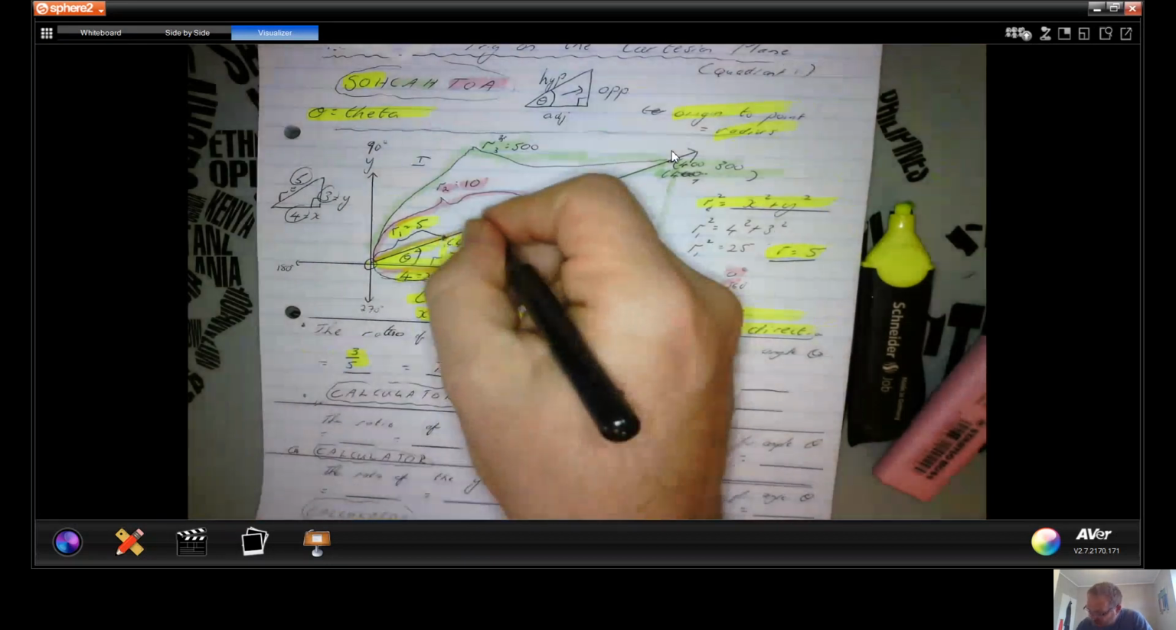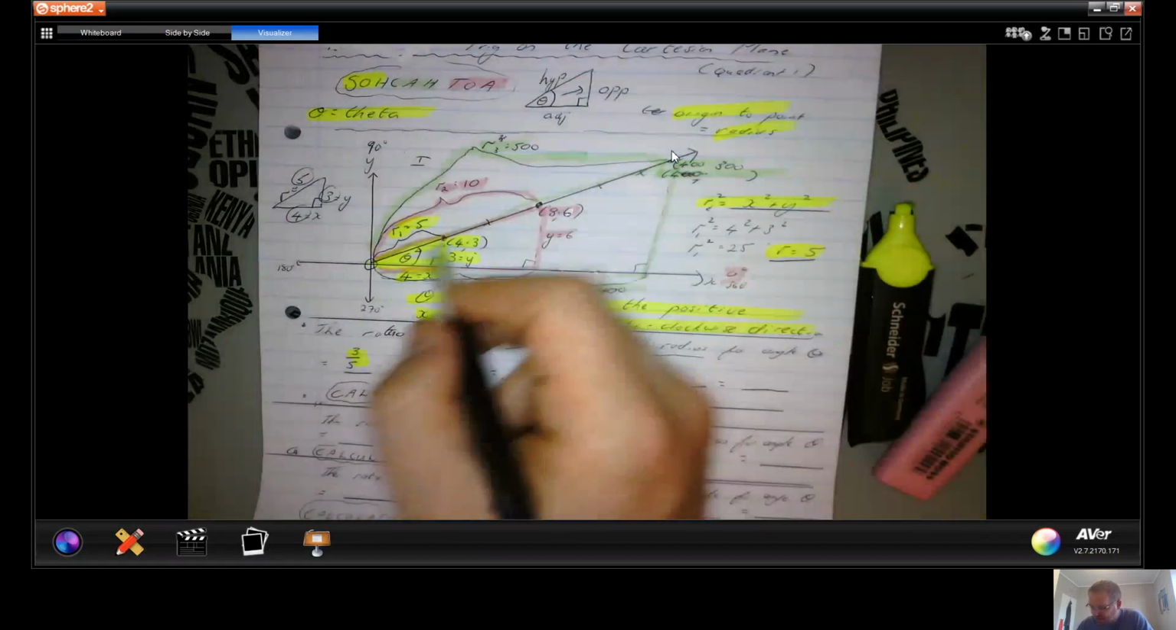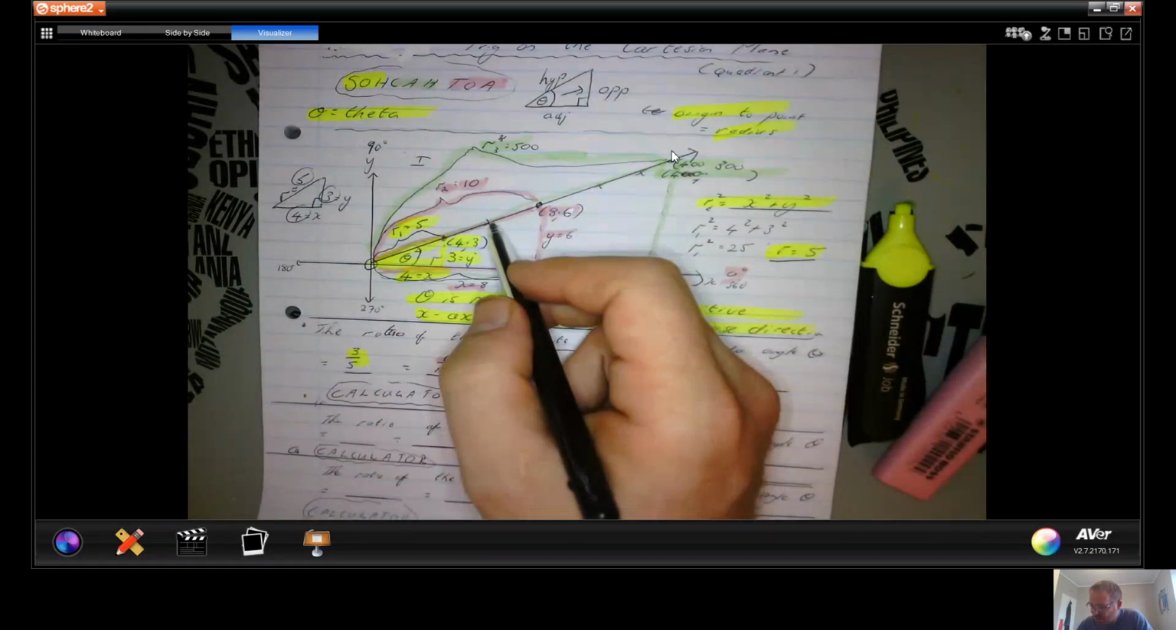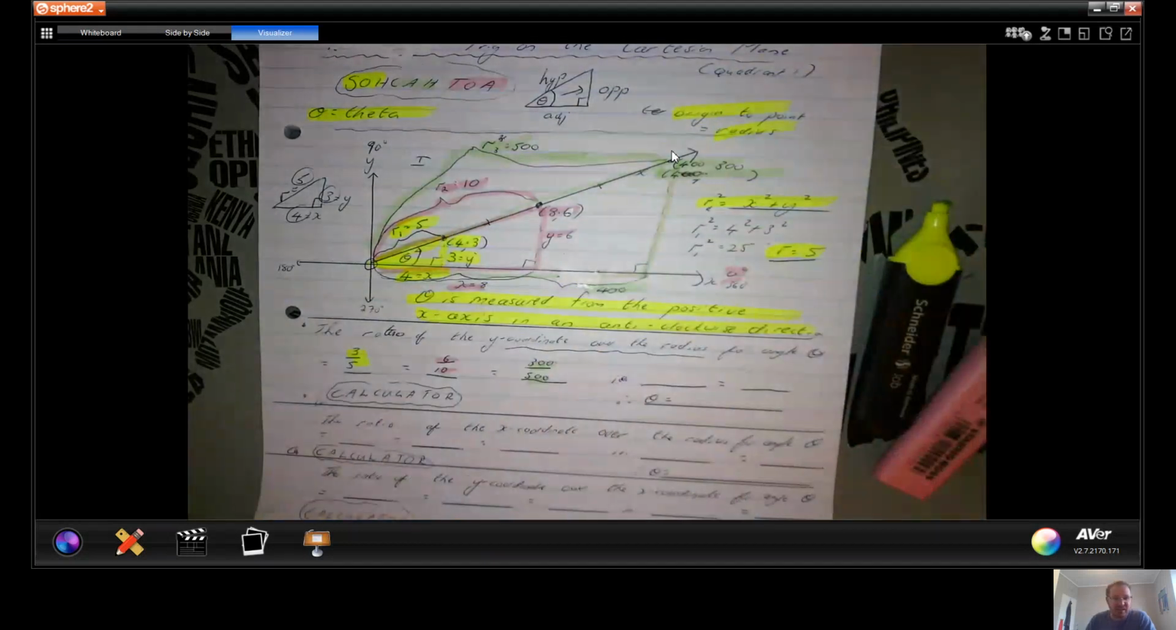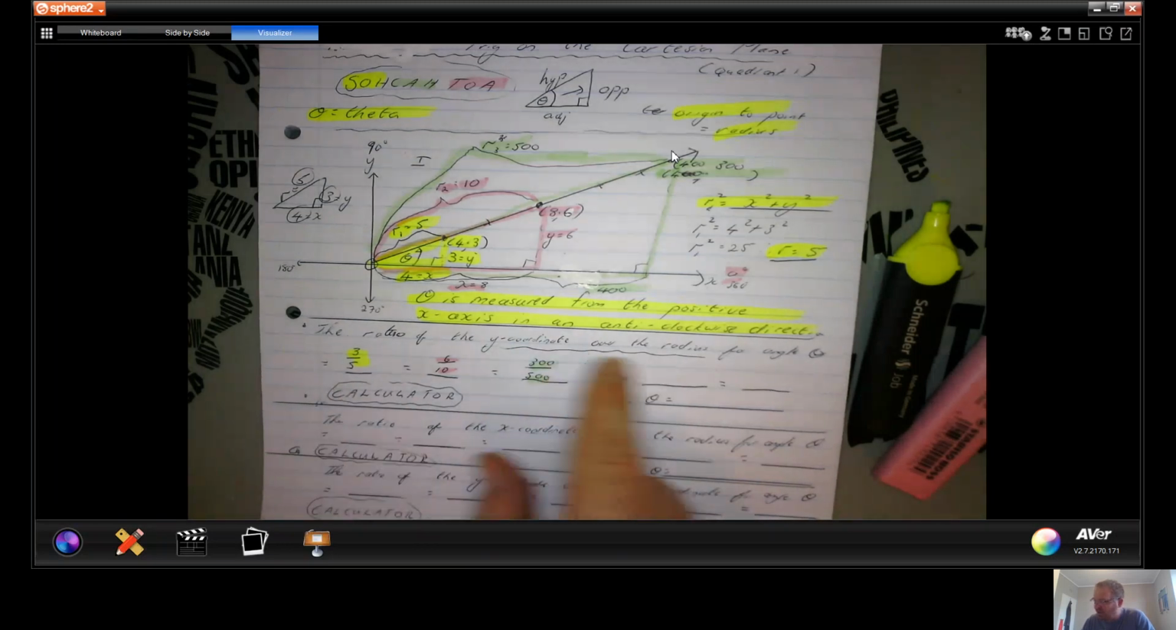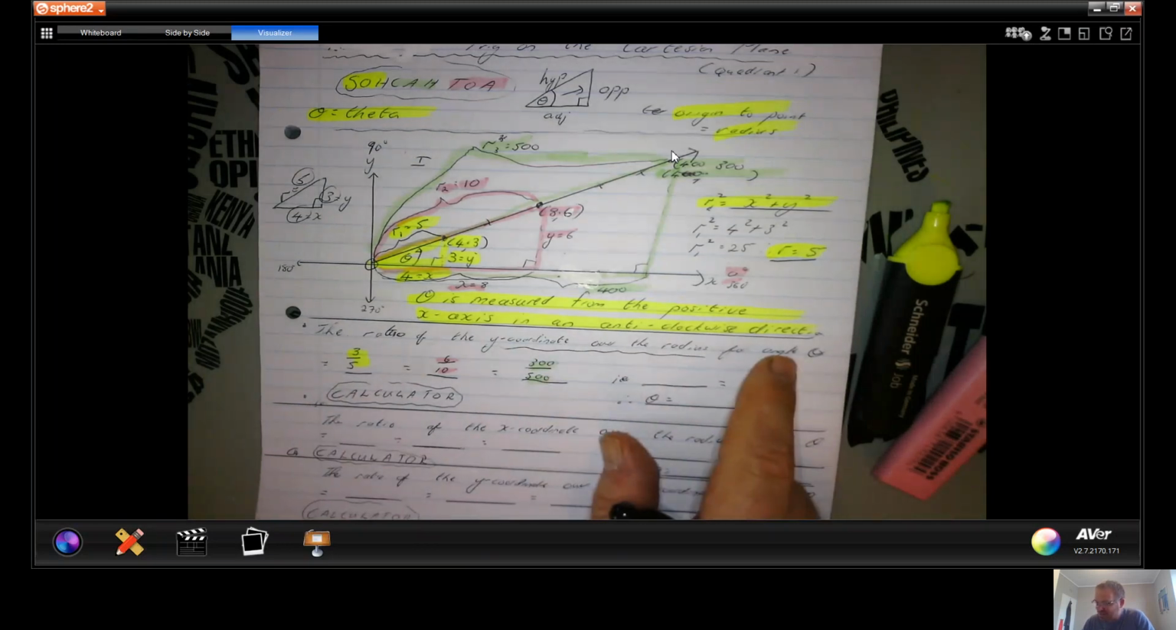So if I take any point on this line, for some angle theta, the ratios of the y-coordinate over the radius for this angle will stay fixed. And that's going to be a really powerful tool in math, the fact that those ratios stay fixed. So instead of every single time saying that the ratio of the y-coordinate over the radius for this particular angle theta is 3 over 5, that's clumsy.